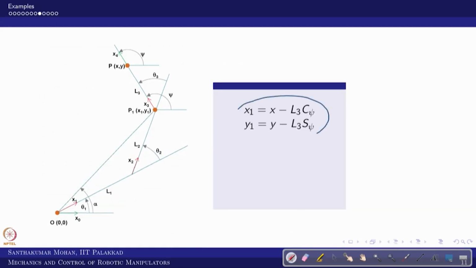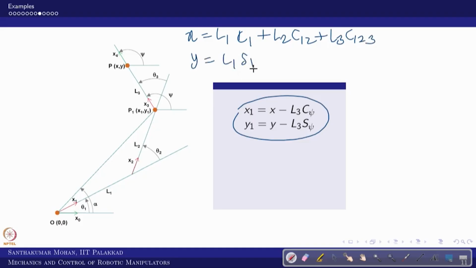So now you have this equation, right? x is L1 C1 plus L2 C12 plus L3 C123. y is L1 S1 plus L2 S12 plus L3 S123. And psi is theta 1 plus theta 2 plus theta 3. So this relation you have.